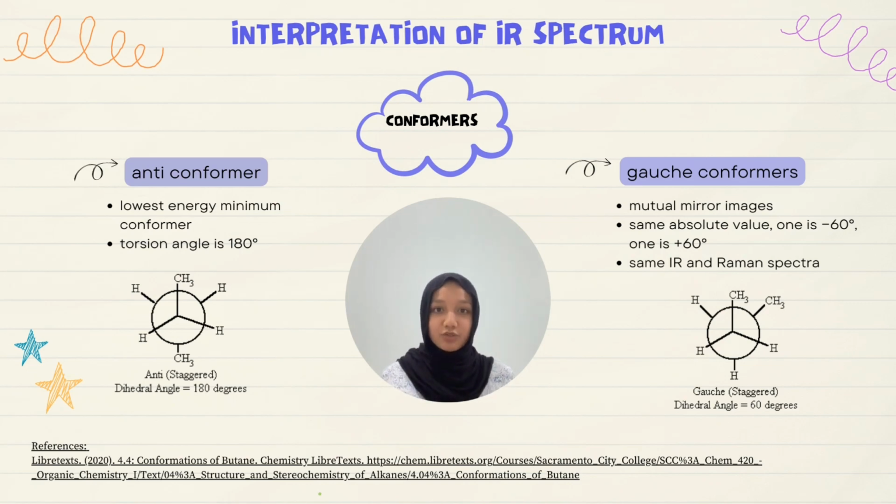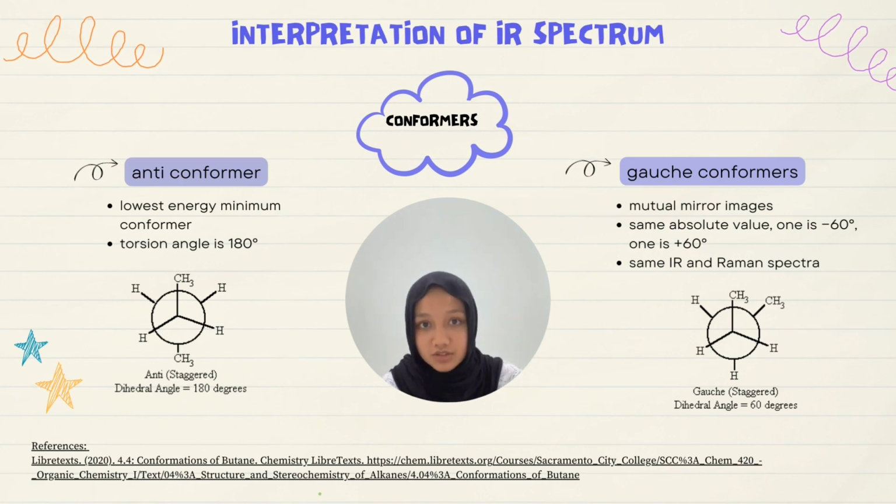There are two types of conformers, which are anticonformers and gauche conformers. So the anticonformer is the most stable conformation for certain types of molecules. In an anticonformation, the largest groups on adjacent atoms are positioned opposite to each other, creating a maximum separation or torsional angle of 180 degrees. This arrangement minimizes steric hindrance between the groups, resulting in lower energy and increased stability.